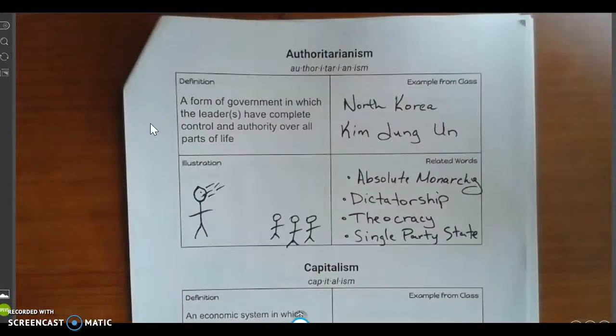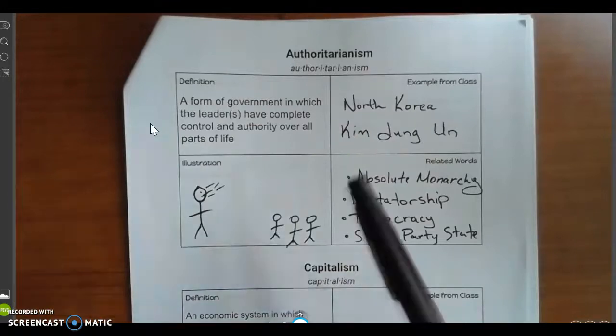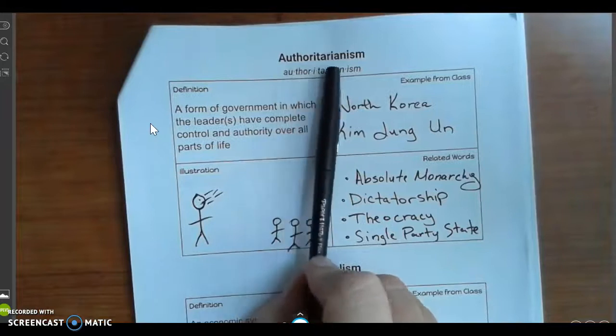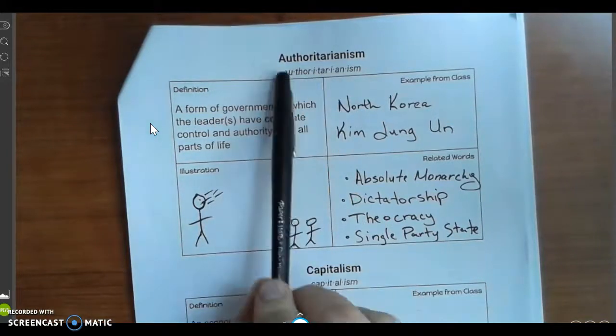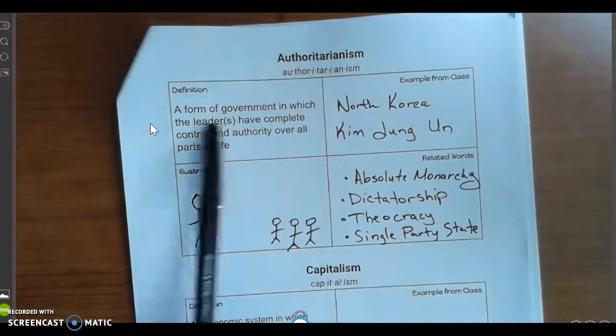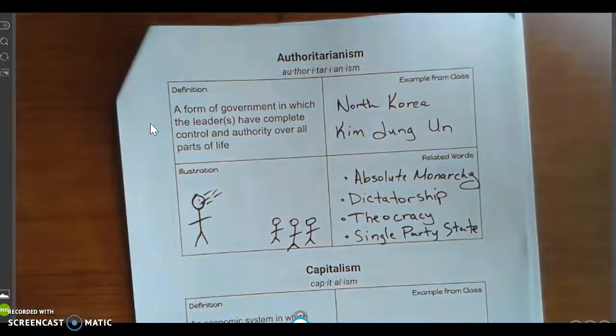All right, so we are going to begin working on our vocabulary packet for social studies. The first word that we're going to start to dig in on here is authoritarianism. So if you look at the start of that word, it looks like authority, because this is a form of government in which the leaders have complete control and authority over all parts of life.